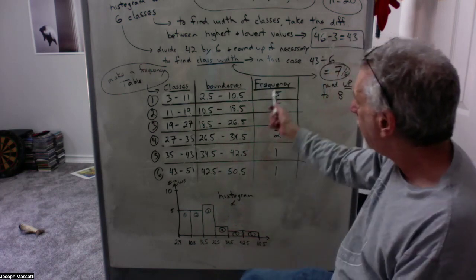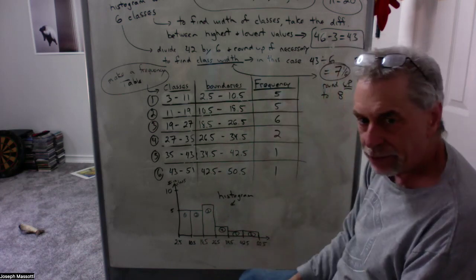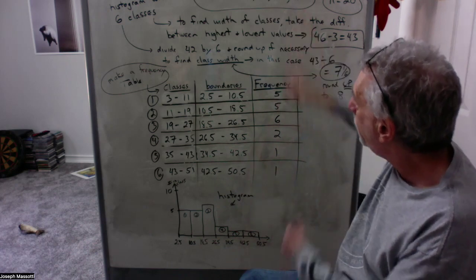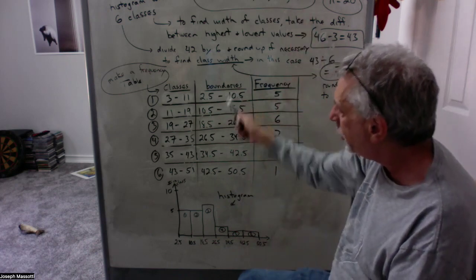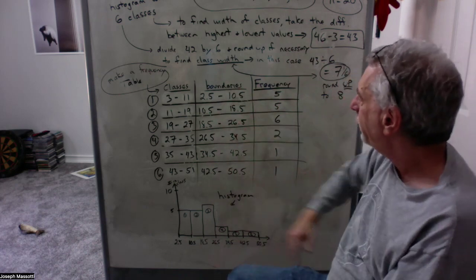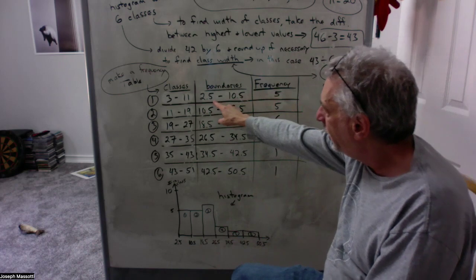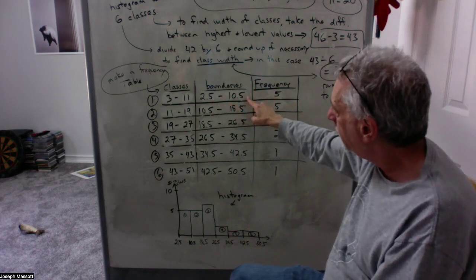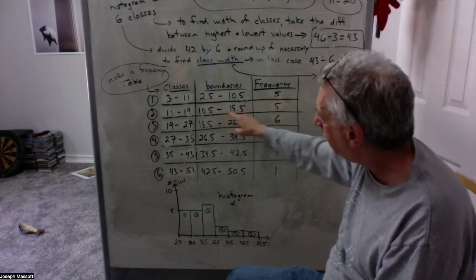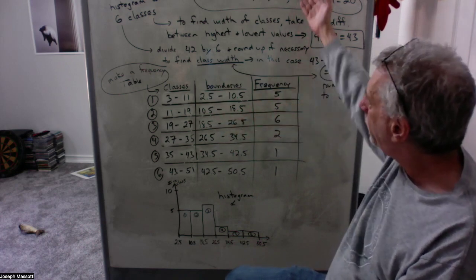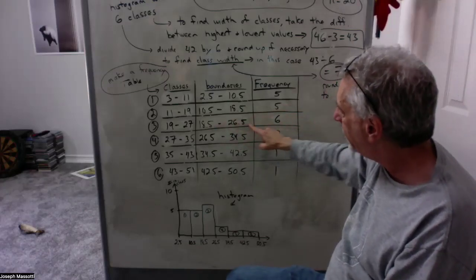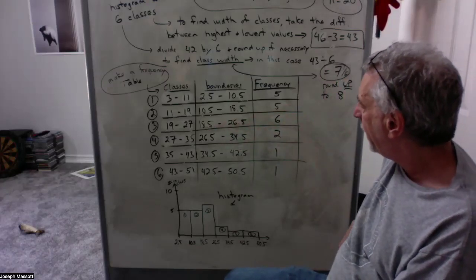All right, so now we're counting up the frequencies, just like a frequency chart, counting the number of values in each class section. So we count up between 3 and 10, we have 5 values. Between 11 and 18, because these are all whole numbers, we have 5 values. Between 19 and 26, we have 6 values.